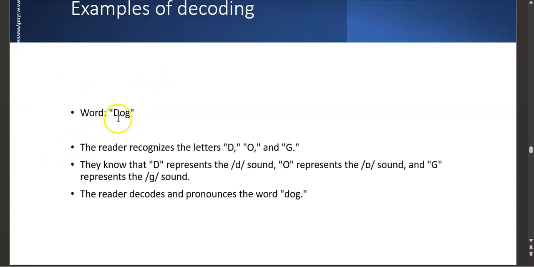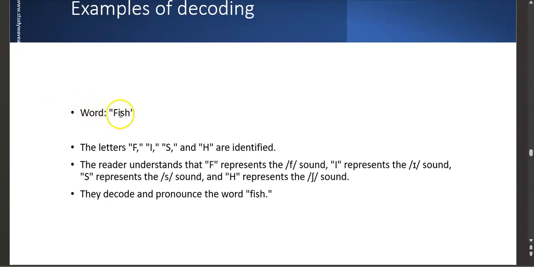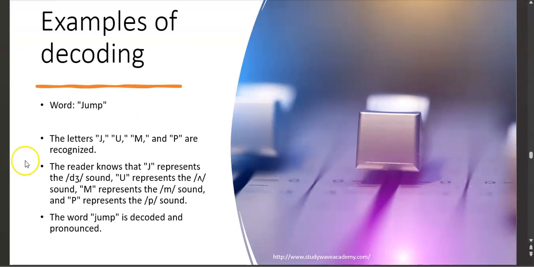Very easy. Dog, D-O-G, dog. Decoding is about reading, and I think we've done this when we were segmenting, and also combining and separating everything. Fish, F-I-S-H. Those are the graphemes, those are the letters, but we read them as sounds F, I, Sh. So how do we pronounce it? Fish. Very easy. So let's look at some of the examples again. We have jump, J, A, M, P. Therefore, we pronounce the word jump.